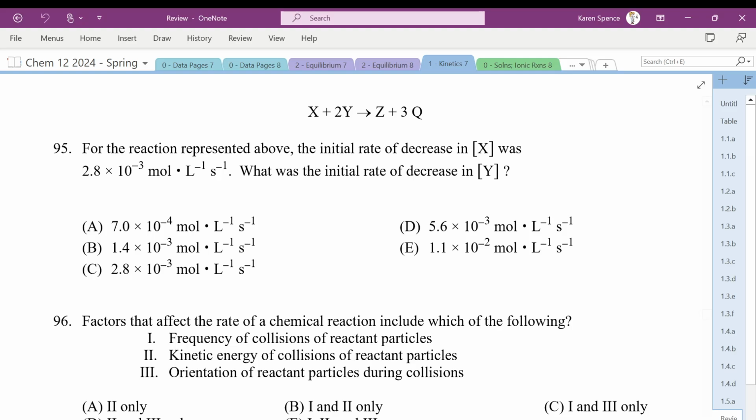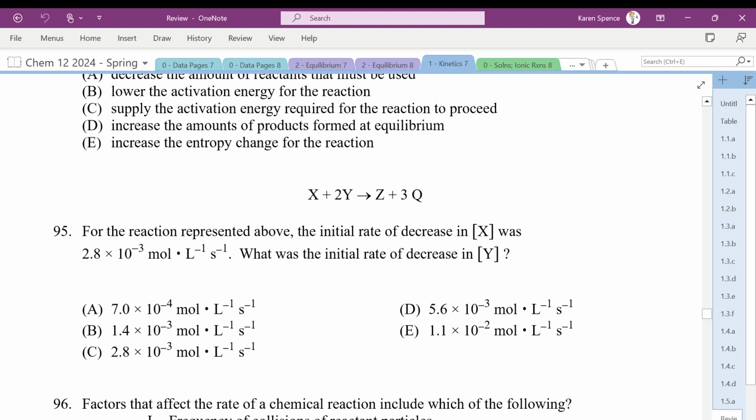Okay, the initial rate of decrease of X was... so we have, is it that it could be the mole liter -1 that's messing you up? Or is it something else? Just so you guys know, if you see this, you probably will not see it, except for when I use these AP type questions.